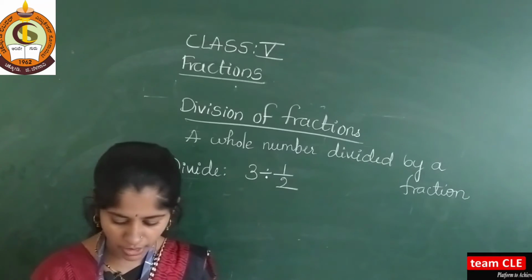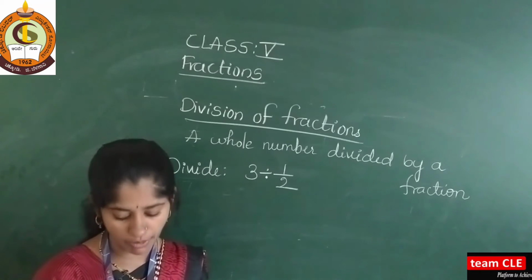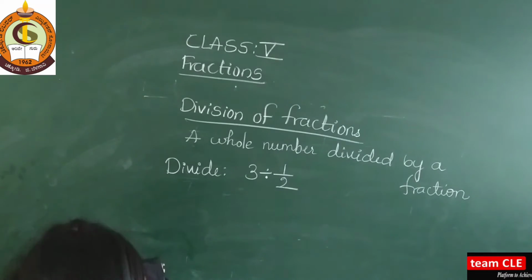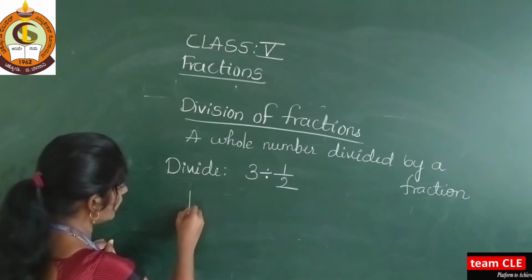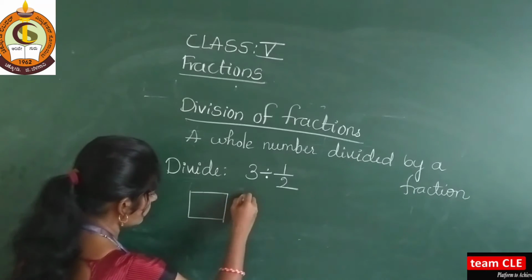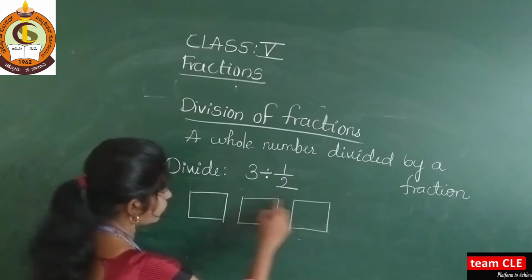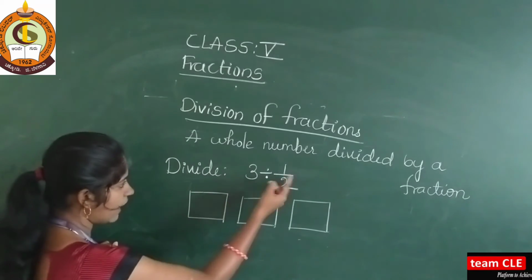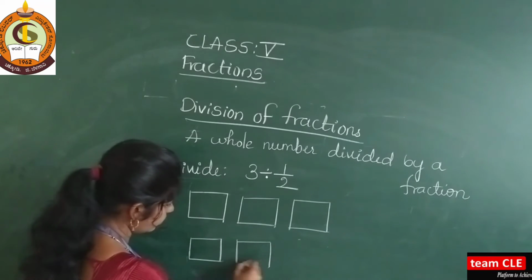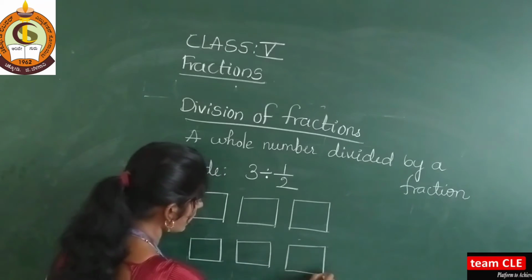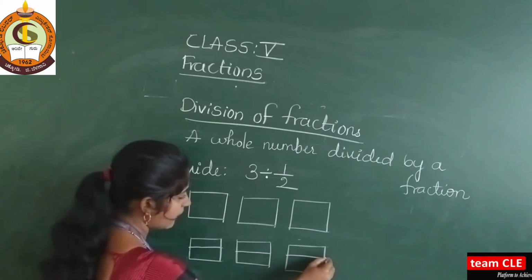And one more thing you have to learn here: solve the following by using diagrams. You have to solve by using diagrams. Okay, so here 3 divided by 1 by 2 is there. So I will draw 3 boxes: 1, 2 and 3. Okay, so this is 3. Next, divided by 2, divided by half. 1, 2, 3. Okay, so how many parts do I need to make? 2 parts. 2 parts. Then what is the answer?